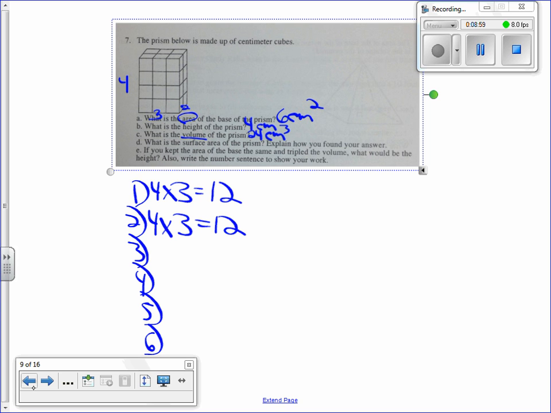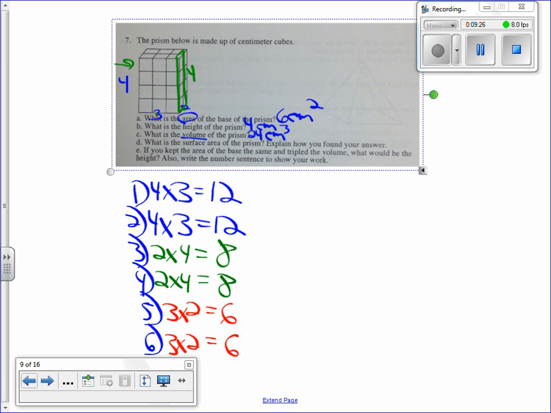I'm going to change colors here now. Let's do this side face here, which should be 2 times 4. So we have 2 times 4 equals 8. This would be the same on this side now, which would be 2 times 4 equals 8. Now we have to do the bottom and the top, which is 3 times 2. Change colors for you right here. 3 times 2 equals 6. 3 times 2 equals 6.